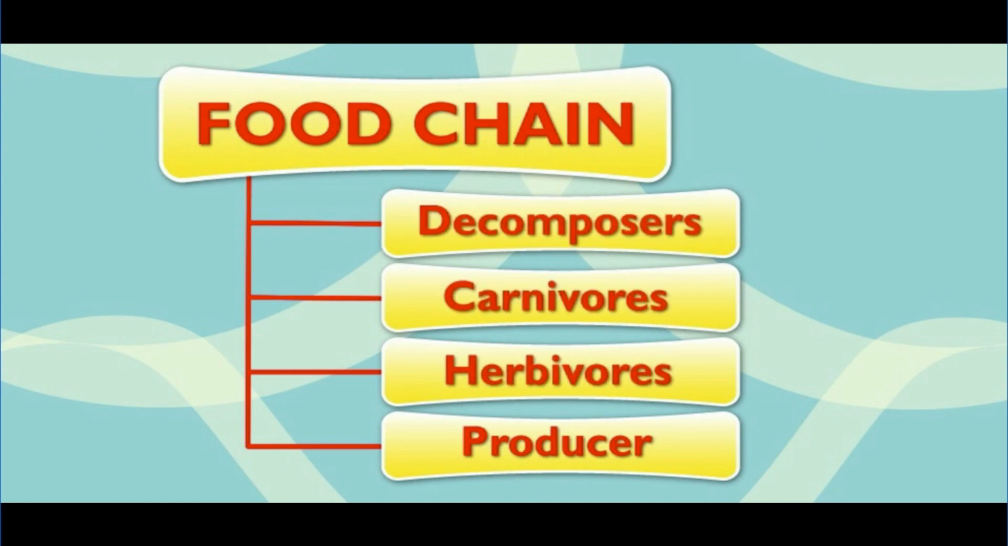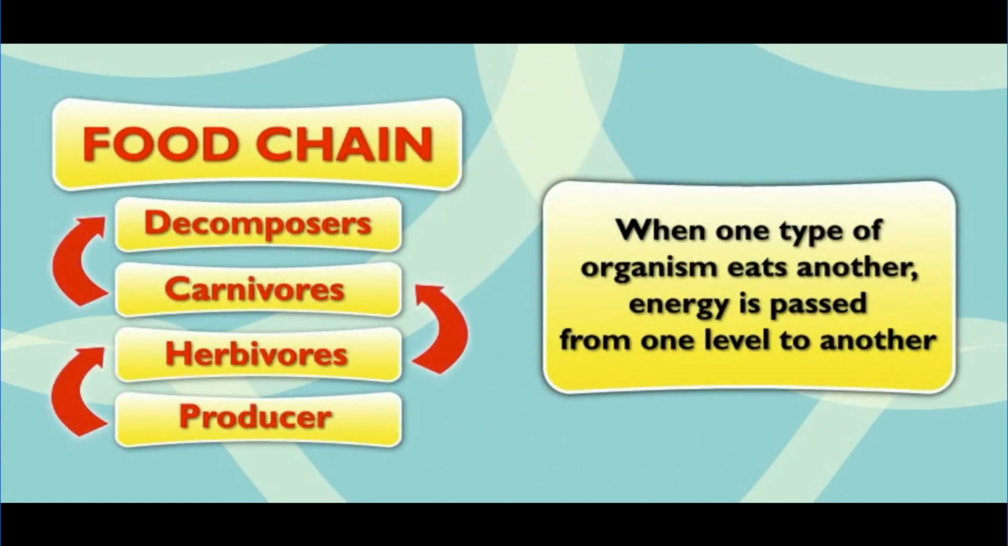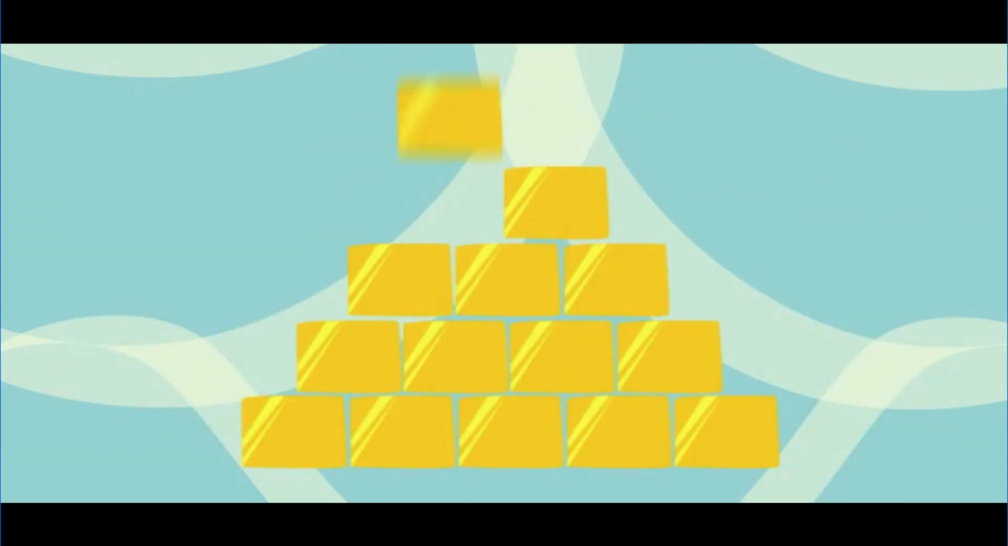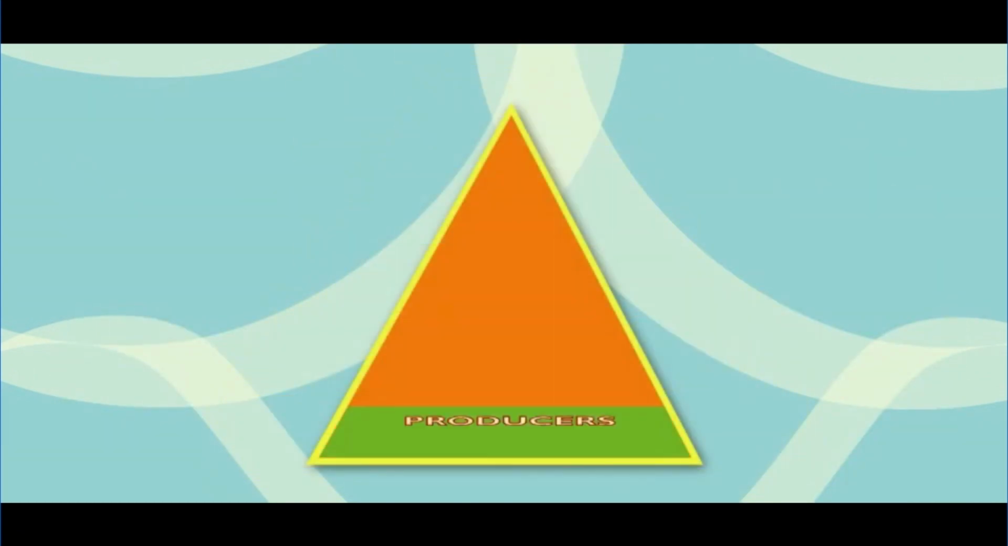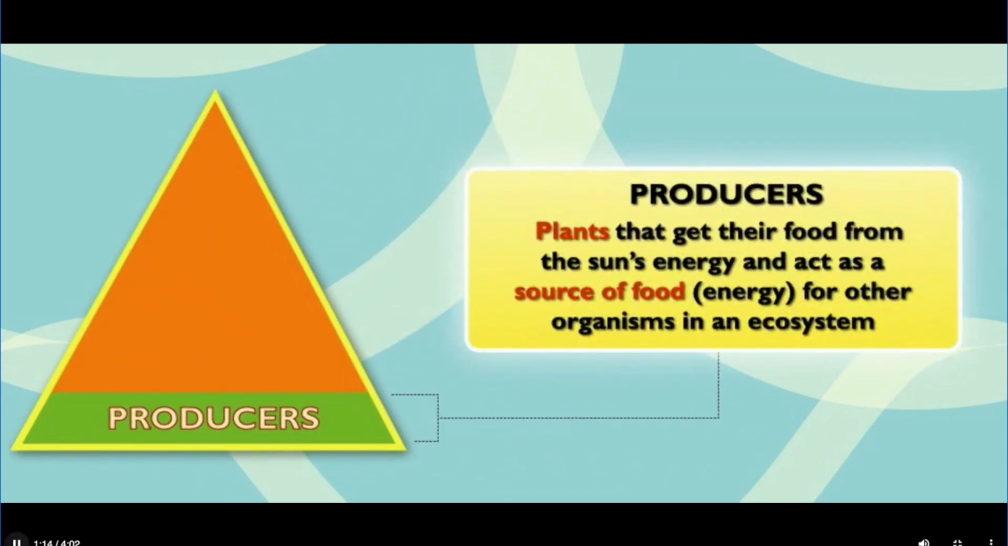All living things need energy to live, and they get their energy by eating. When one type of organism eats another one, energy is passed from one level to another. Whoa, that's a lot going on. How does energy get passed to another level? Here, check out this energy pyramid. The chain starts at the bottom, with plants, the producers. They absorb their energy from the sun. Plants use that energy to make their own food.